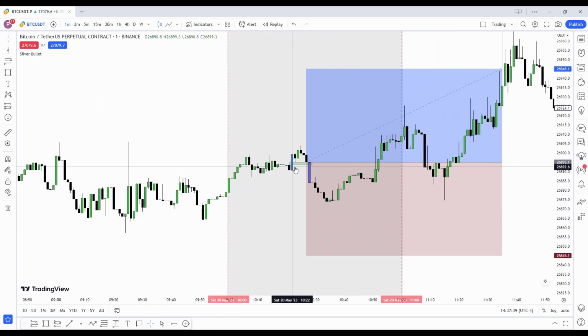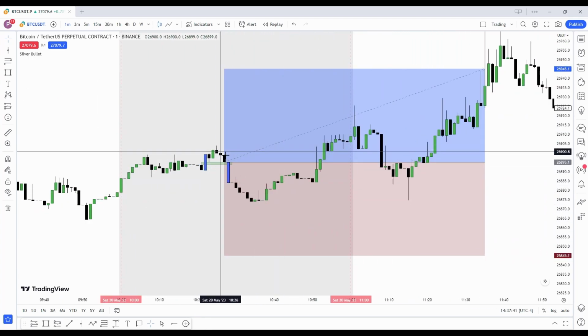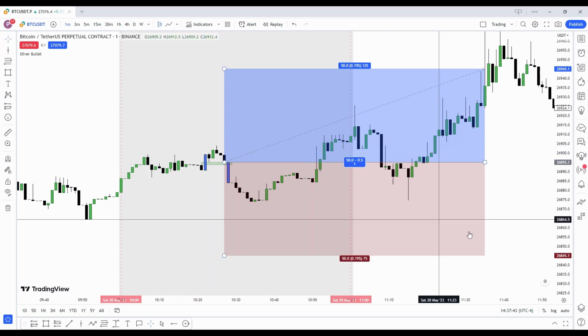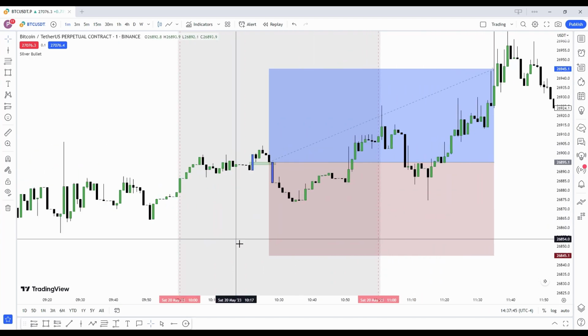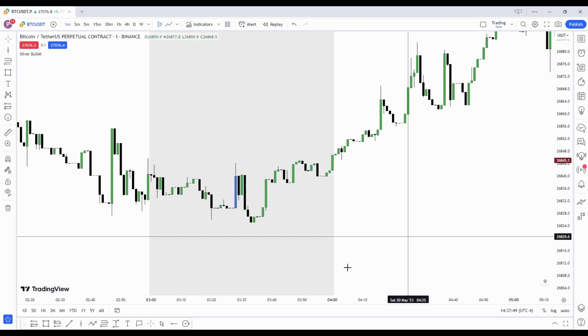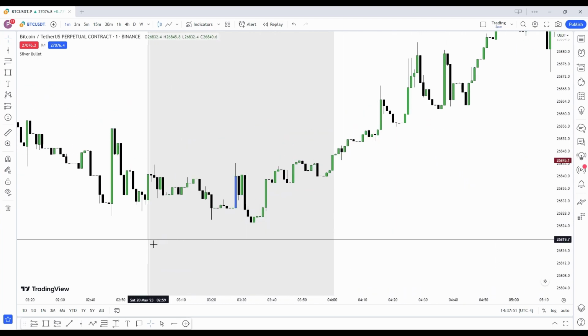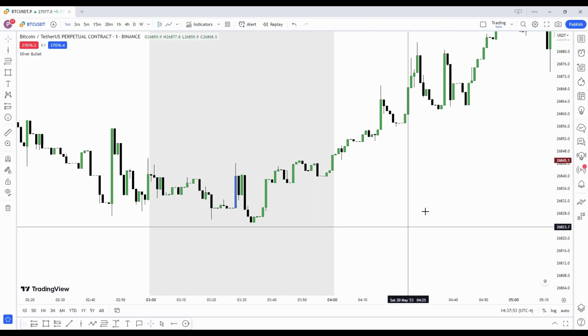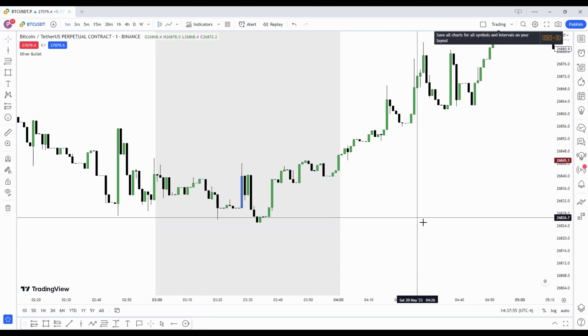So it's really easy. The indicator does it all for you. It marks the candles, it marks the fair value gap. All you need to do is just place a limit. And to show this works, let's go to the previous session on the same day, right? This is from 3 a.m. to 4 a.m., London silver bullet.